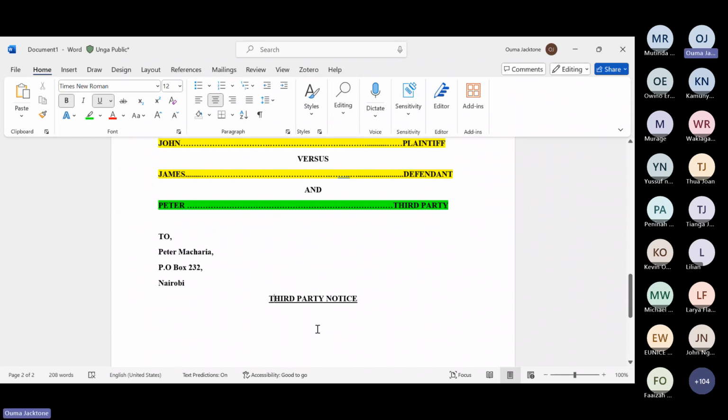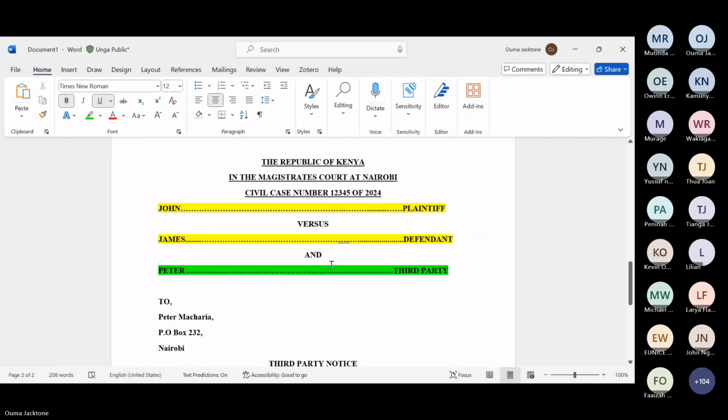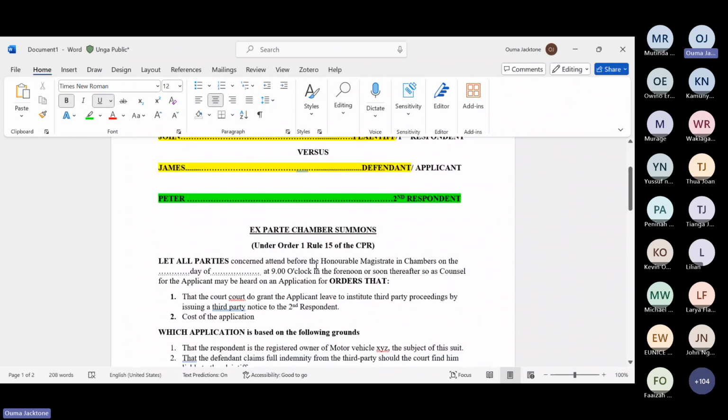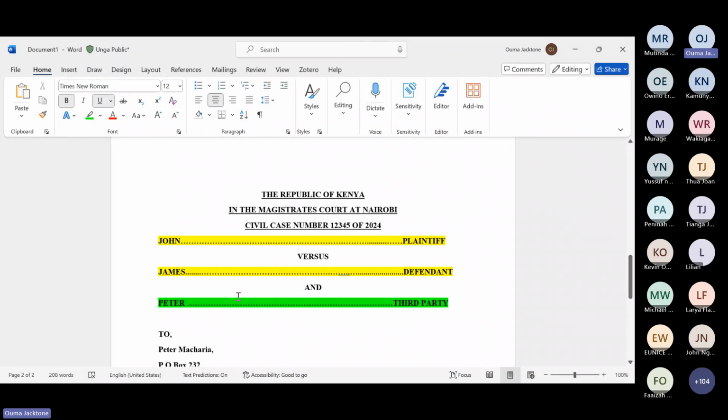So I want you to draft that third party notice. I will send you a draft to guide you. So you can see the application will have who is the applicant, who is the respondent. Both of them are applicant and respondent. And then that person in green, that is Peter, will now become the third party. So John versus James, that is the first suit, and Peter the third party.